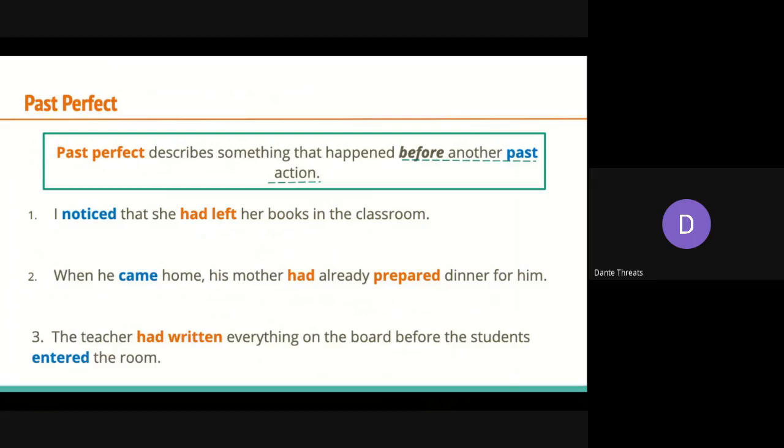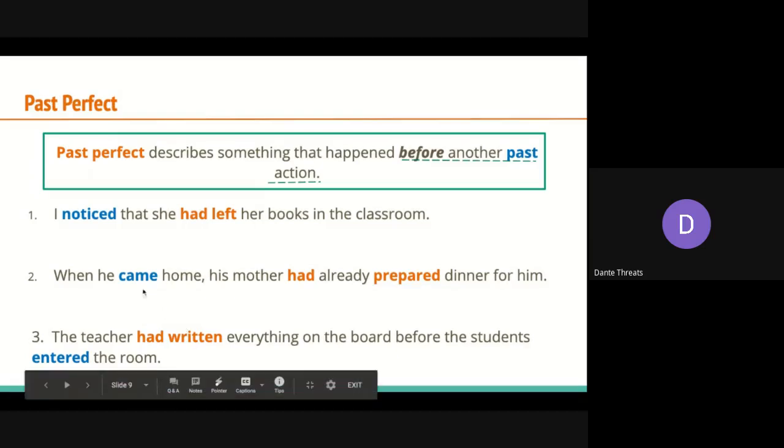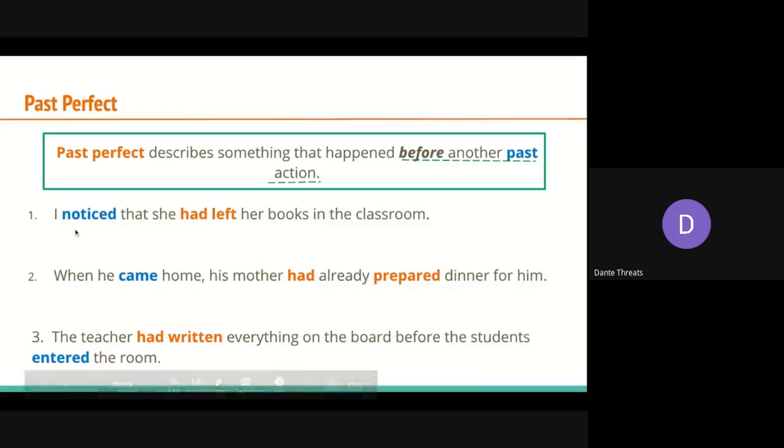All right, past perfect. The past perfect describes something that happened before another past action. Okay, I will read one more time. Past perfect describes something that happened before another past action. Look at these example sentences. I noticed that she had left her books in the classroom. Okay, so this sentence is describing an action that happened before another past event, right?